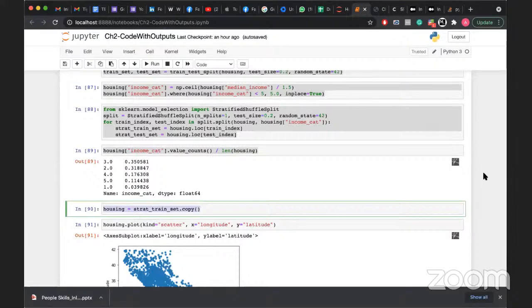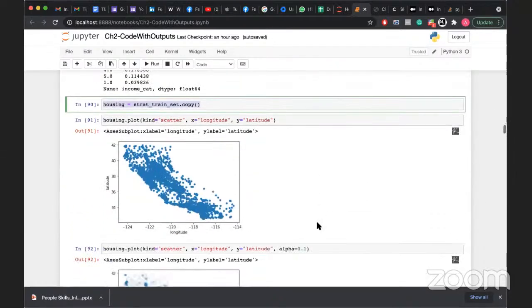We're creating a copy inside the variable called housing, using strat_train_set.copy(). Then housing.plot with kind equal to scatter, x equal to longitude, y equal to latitude. We plot and we get this shape. This is the shape of California as well.